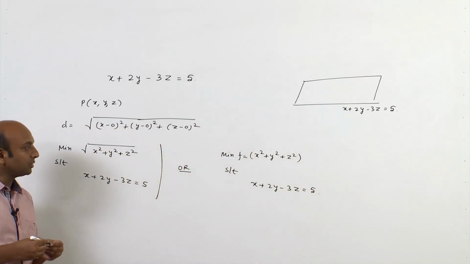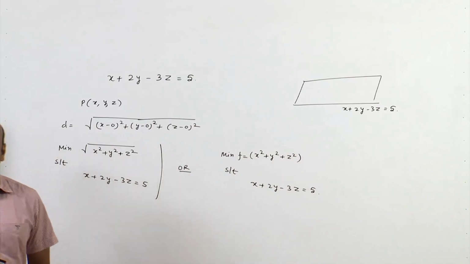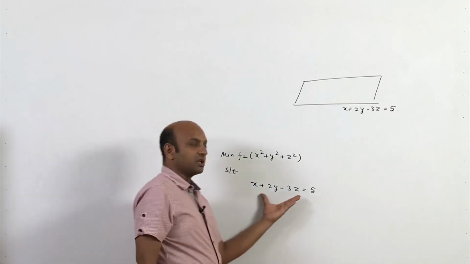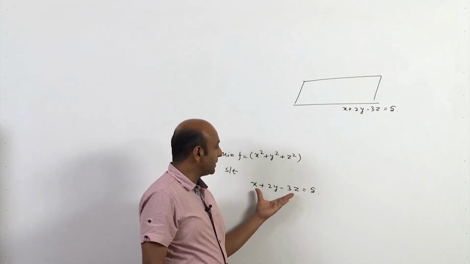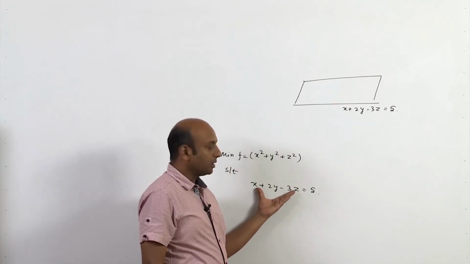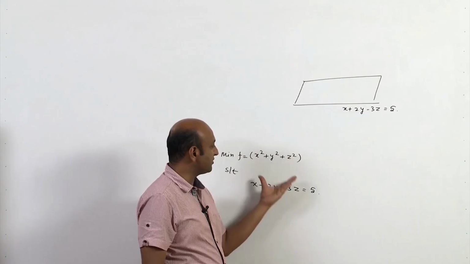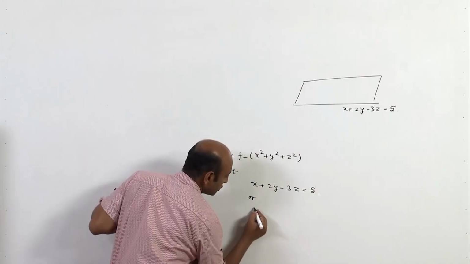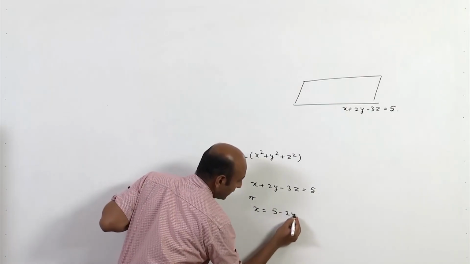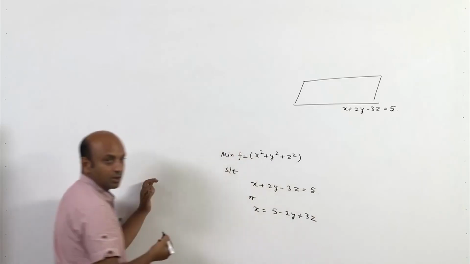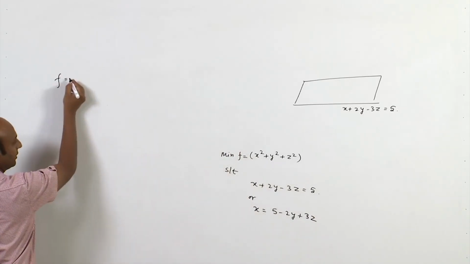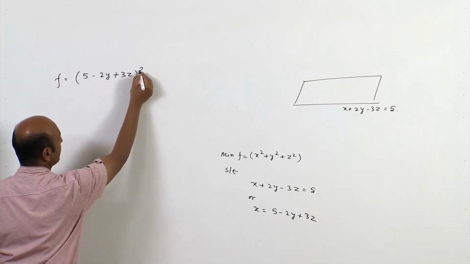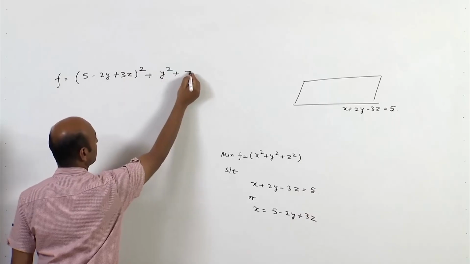Now, the first way out is the method of substitution. So, what is the method of substitution? This is an equation having three unknowns. You simply eliminate one of the variables in this expression with the help of this expression. So, let us compute say x. What will be x? It is 5 minus 2y plus 3z. So, what will be f? f will be (5 minus 2y plus 3z) whole square plus y square plus z square.